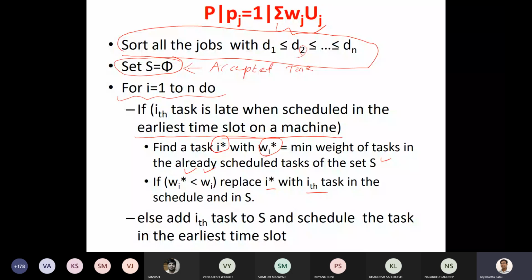Suppose you want to schedule the 11th task, and 10 tasks are already scheduled. Out of these 10 tasks, whichever has minimum weight, you take out that one. Suppose two have the same weight, then you can take out any. But whichever is the minimum weight, that will give you the optimal result. And this is proved to be optimal, and we can do this in n log n time, because sorting the jobs will take order of n log n time.